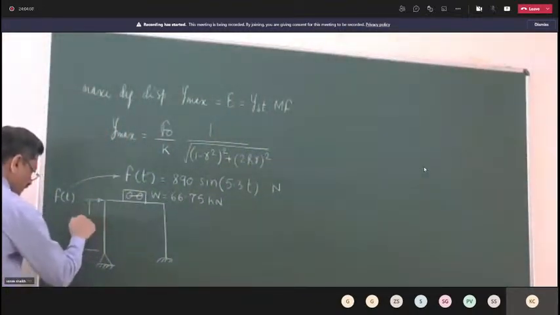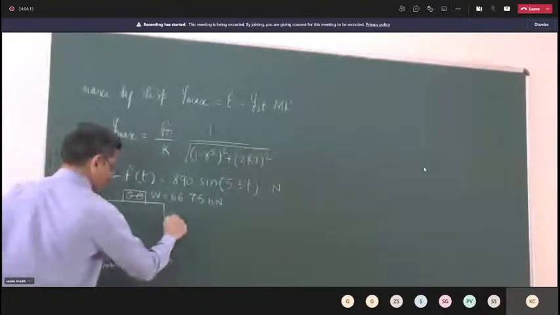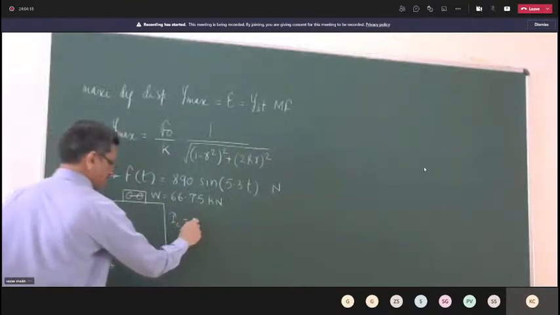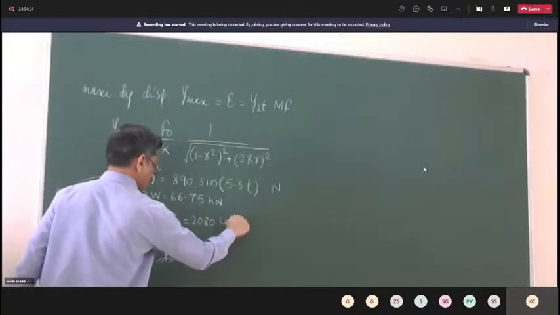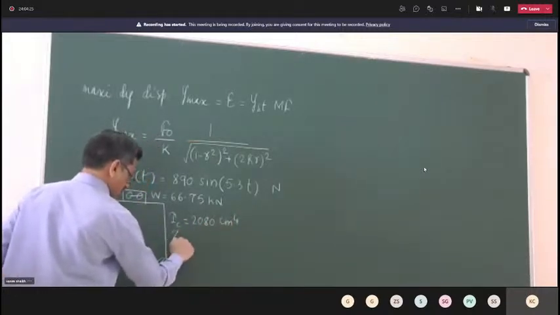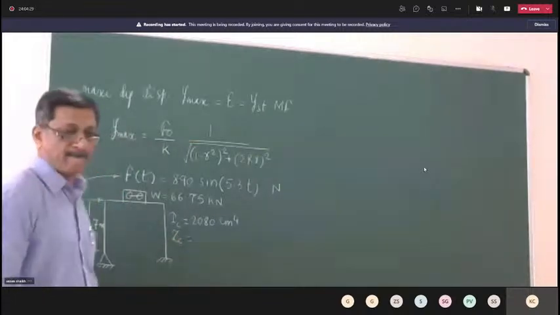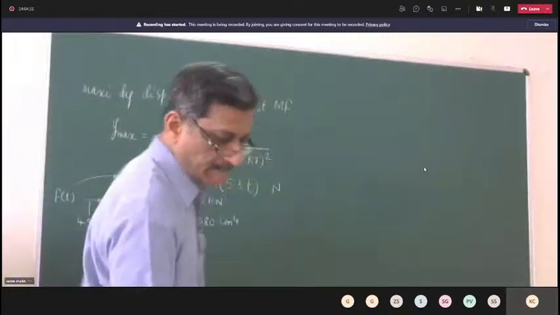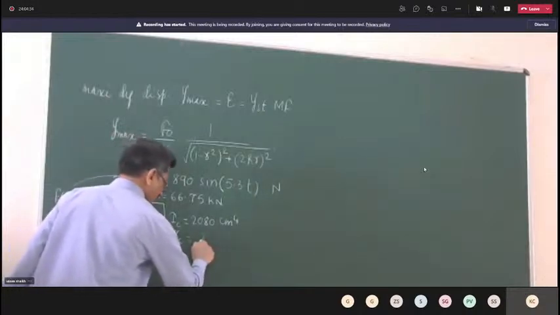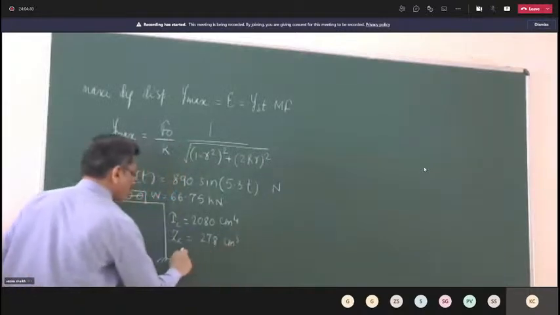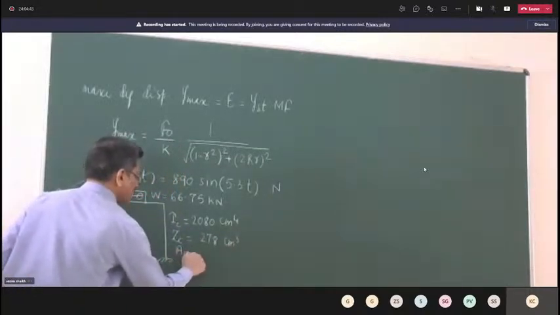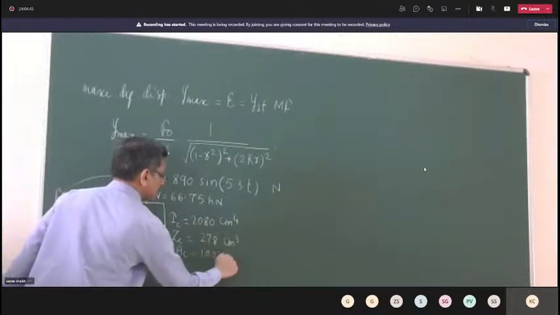Height of column is 4.57 meters. The moment of inertia of the column is 2880 centimeters to the fourth. Section modulus of the column is given. Area of the column is 100 square centimeters.